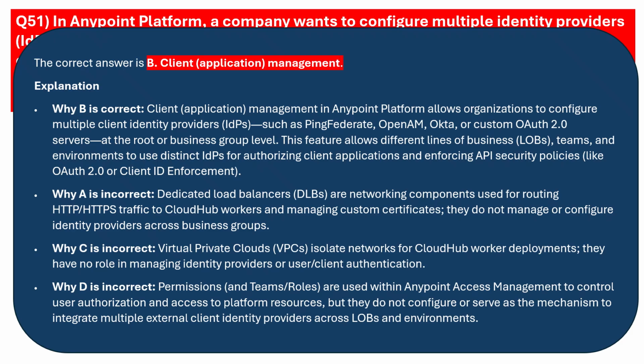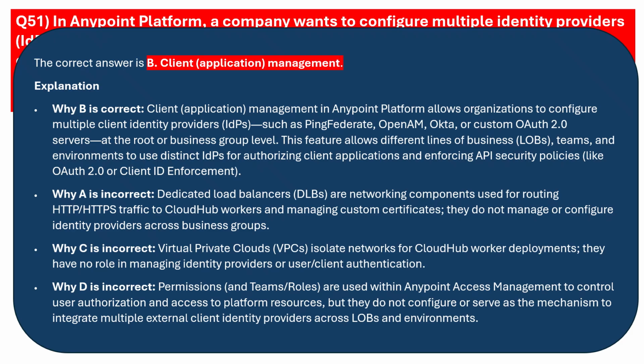Client application management. Explanation. Why B is correct. Client application management in Anypoint Platform allows organizations to configure multiple client identity providers, IdPs, such as PingFederate, OpenAM, Okta, or custom OAuth 2.0 servers at the root or business group level. This feature allows different lines of business, LOBs, teams, and environments to use distinct IdPs for authorizing client applications and enforcing API security policies, like OAuth 2.0 or client ID enforcement.